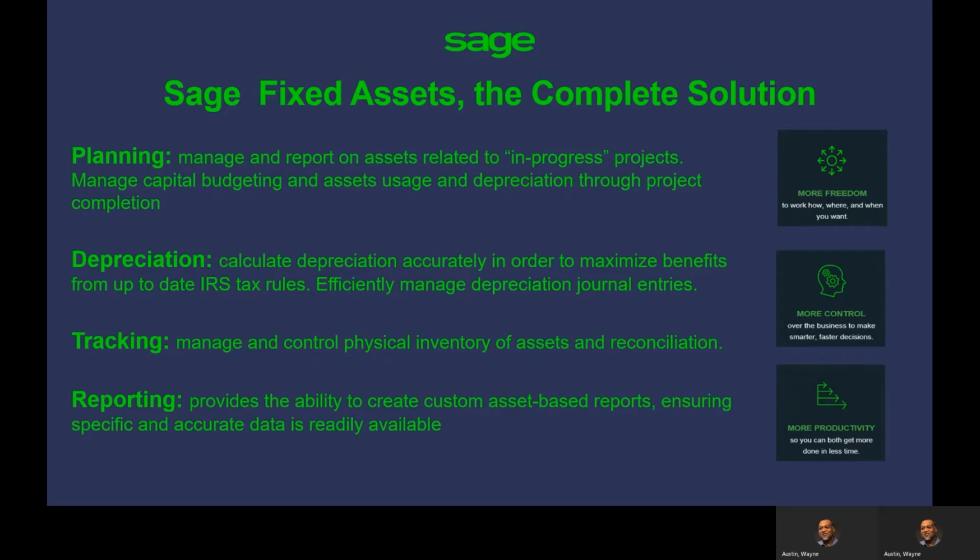The tracking module is used for handling physical inventory of your fixed assets and being able to generate reports identifying any assets that are missing. The custom reporting features incorporate a fully integrated version of SAP Crystal Reports so that you can create any type of ad hoc reports to meet your advanced reporting needs.